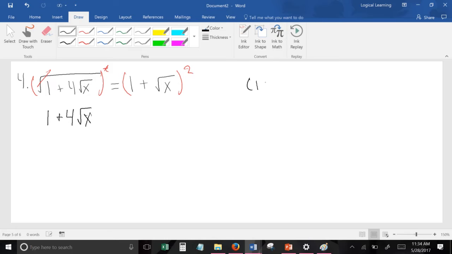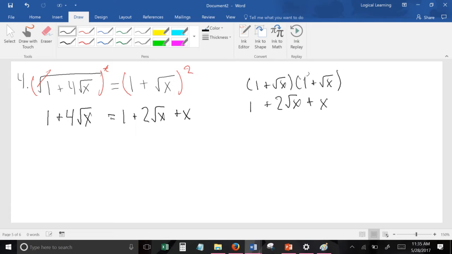Now over here we have 1 plus root x squared, which is 1 plus root x times 1 plus root x. When we FOIL this out, we get 1 times 1 is 1. And we'll have 2 root x from the outside and inside terms. And then root x times root x is root x squared, which is just x. So we'll get 1 plus 2 root x plus x.